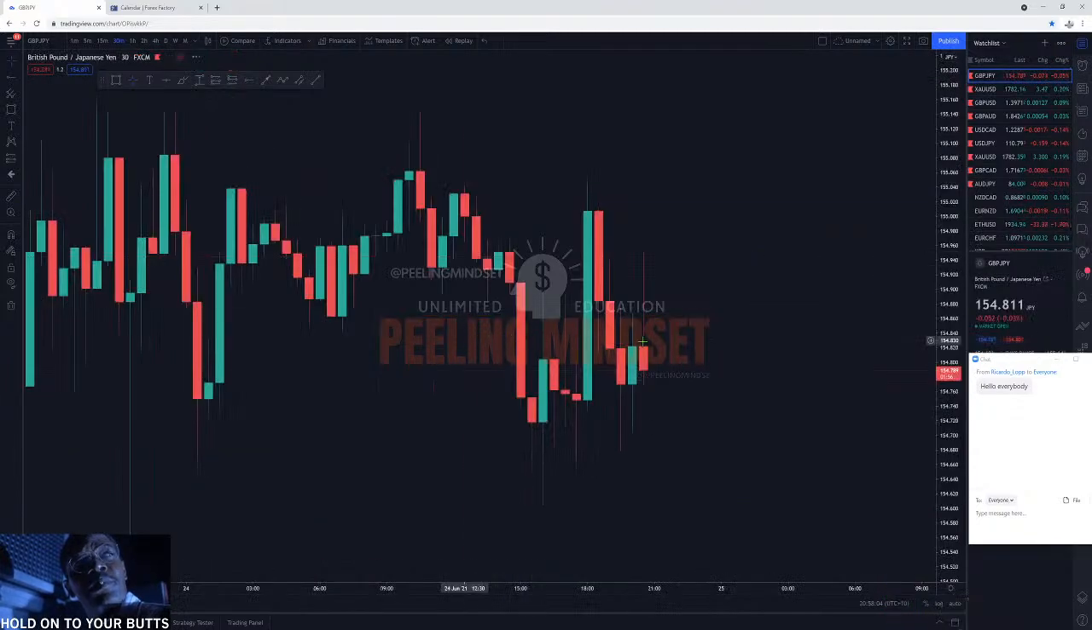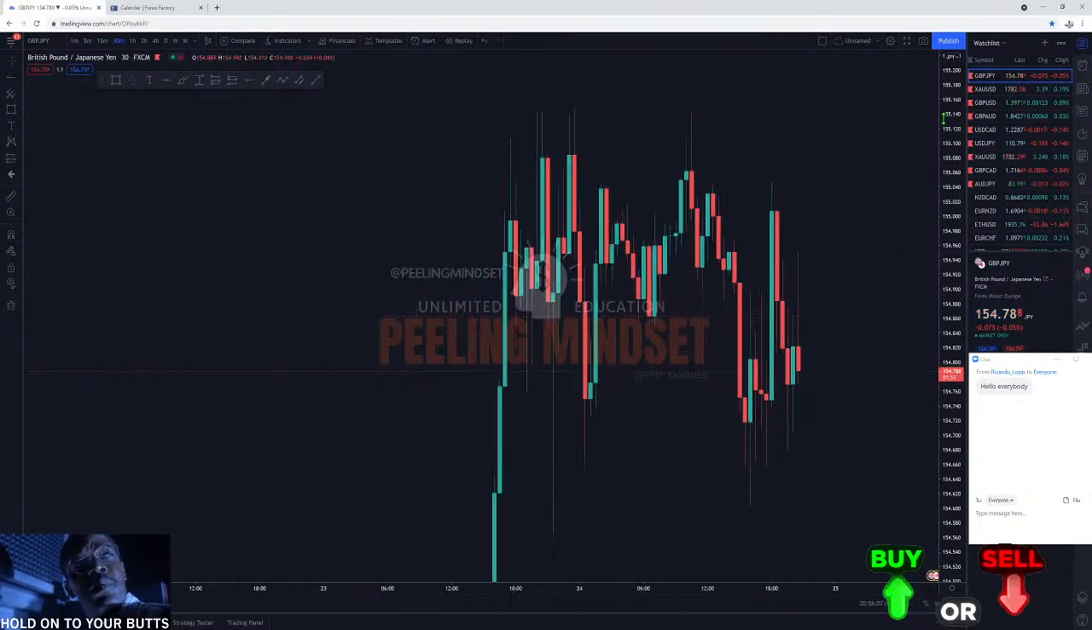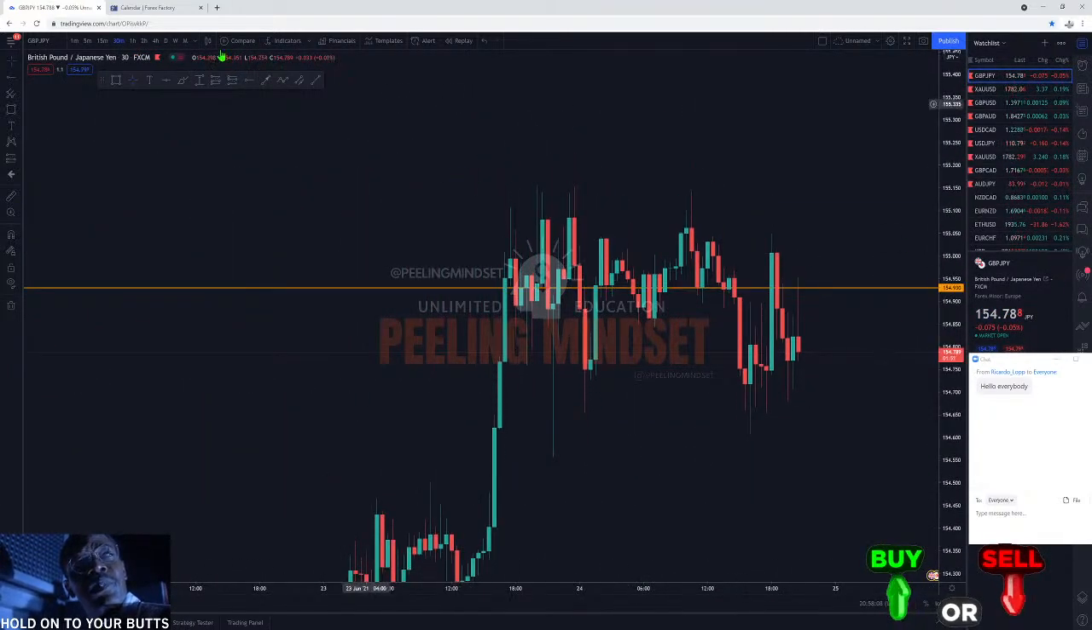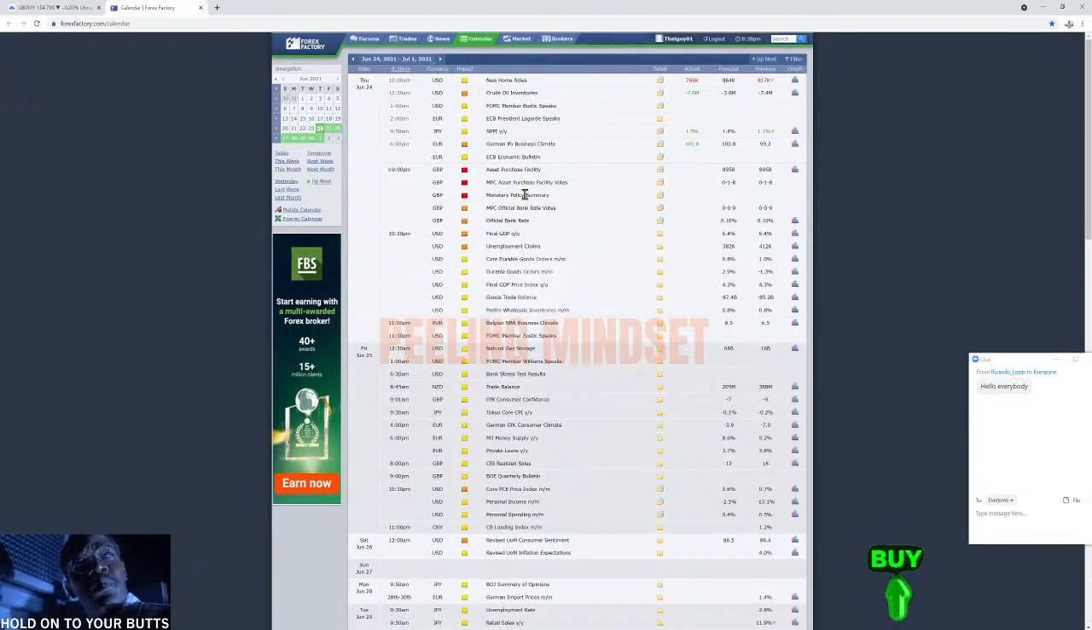So the main attraction is only about 2 minutes away now. We have this monetary policy summary. If you look at the red folder, this tells you that this is high volatile news. Especially around these times, beginner retail traders lose all of their money. They even go into negative balance. So usually I stay away from this.